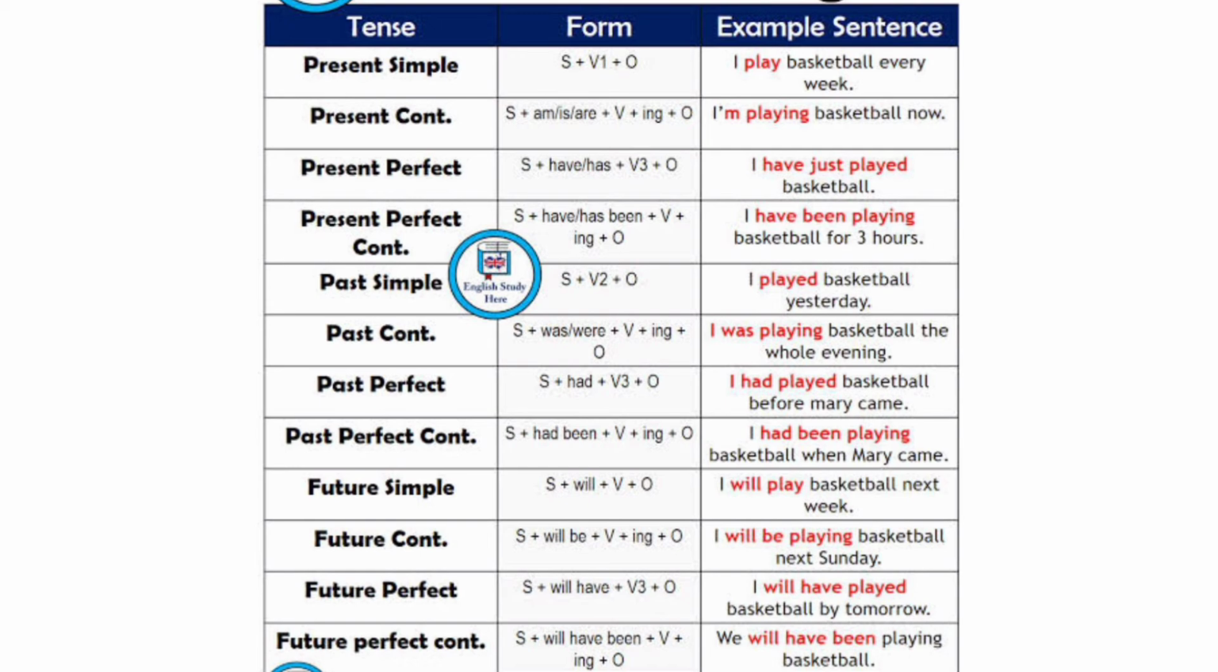Next we move to past perfect tense. Here the form of the sentence is subject plus had plus V3 plus object. For example, I had played basketball before Mary came.